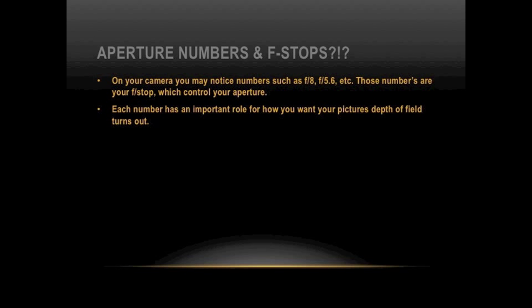Aperture numbers and f-stops. On your camera you may notice numbers such as f8, f5.6, etc. Those numbers are your f-stop, which control your aperture. Each number has an important role for how you want your picture's depth of field to turn out.